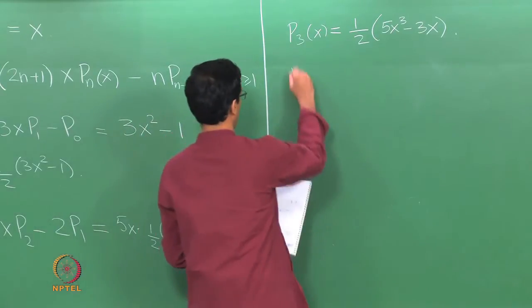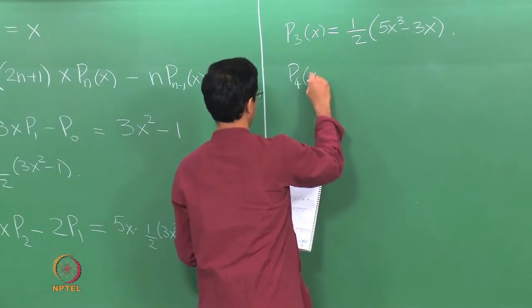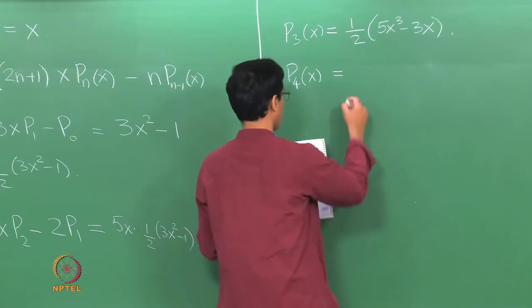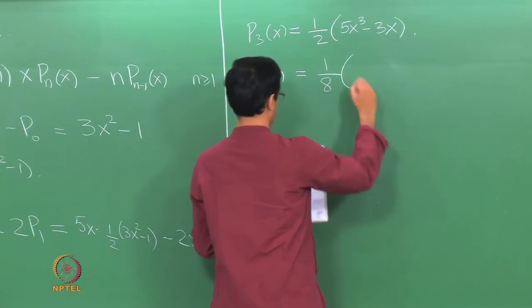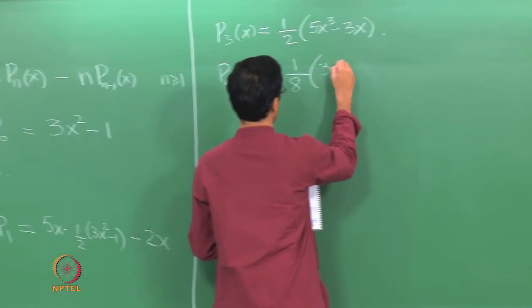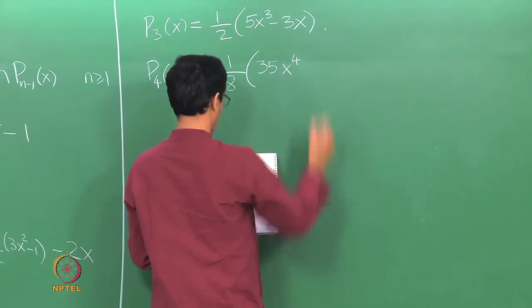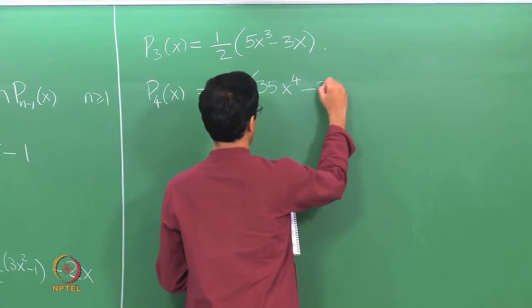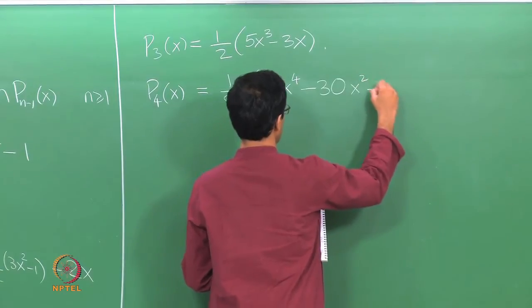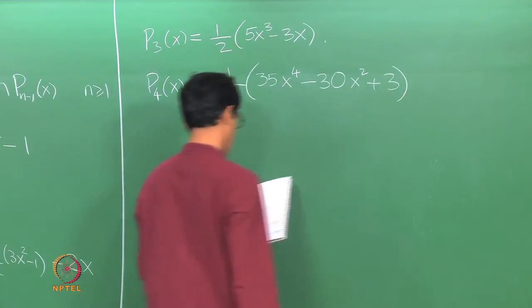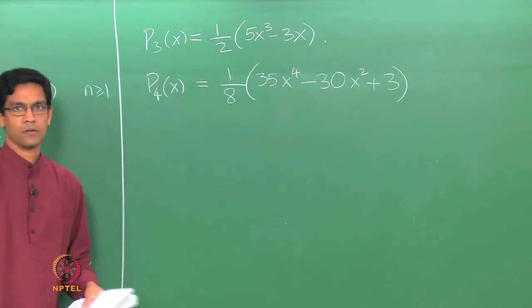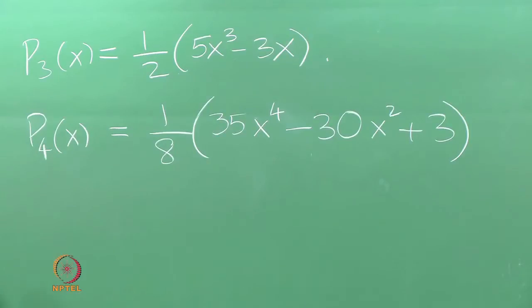Let me write out one more value which you can calculate and check. P4 of x is 1/8 of 35x^4 minus 30x squared plus 3. And so on, you can keep doing this, computing P5, P6 and so on.